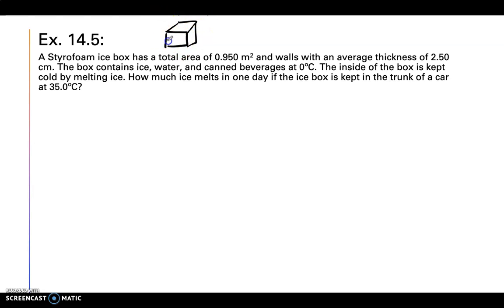And inside has a temperature T1, and on the outside there's a temperature T2. Okay, that's going to be the higher temperature. So T1 is equal to 0 degrees. T2 is 35 degrees. We also have our thickness, D, is 2.5 centimeters, or I can go ahead and convert that to meters here.